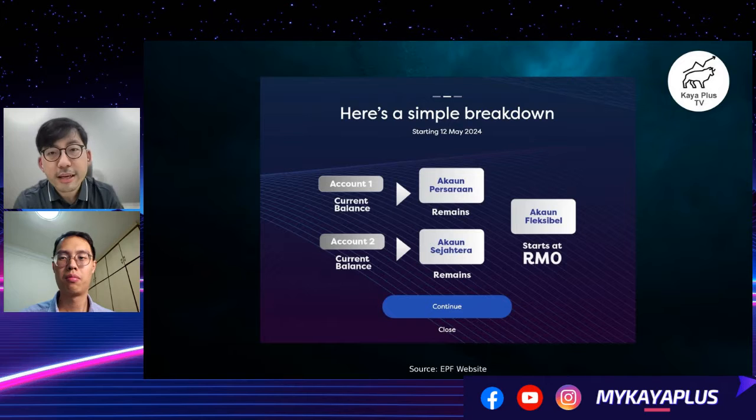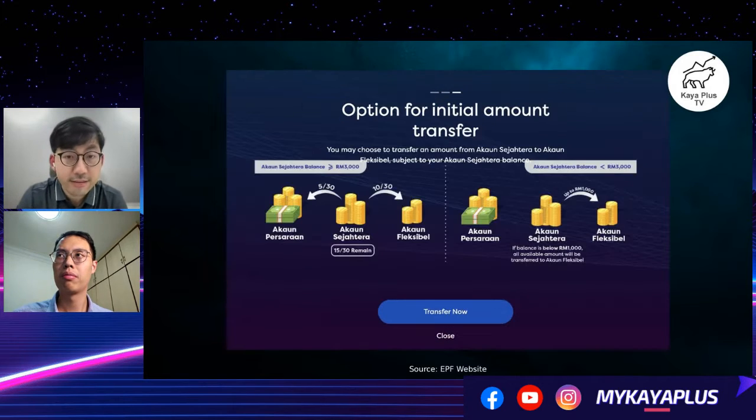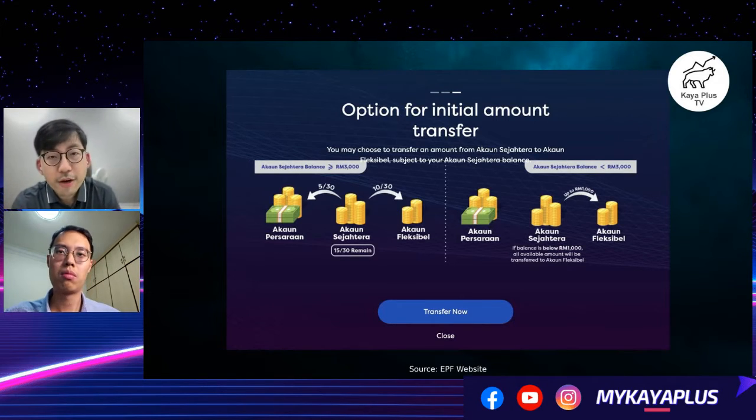So what happened after that? Basically, it has already started as of 12th of May 2024. When it started, you'll see your EPF account show another type, which is account three. All your balance basically remains, and your account flexible will start at zero. What will happen is you can choose to move your funds around. So it's technically up to you, right?